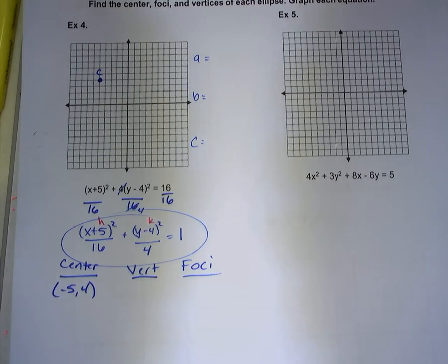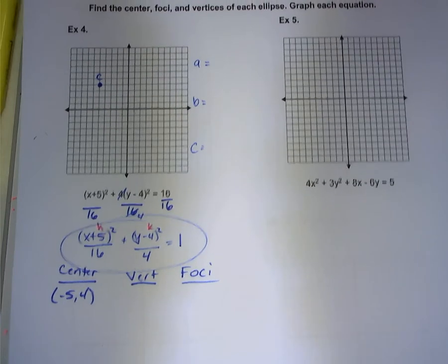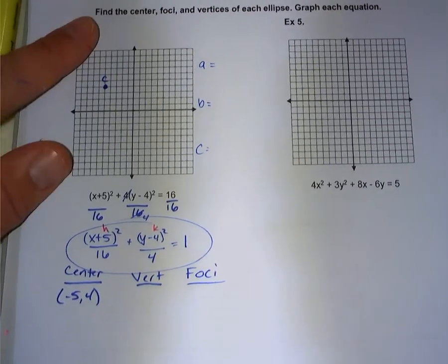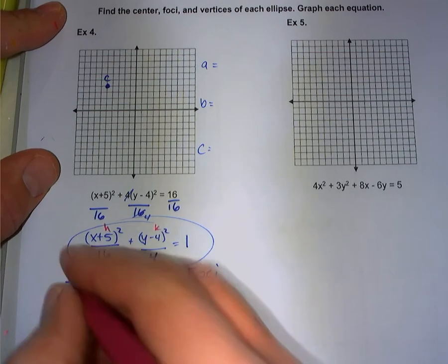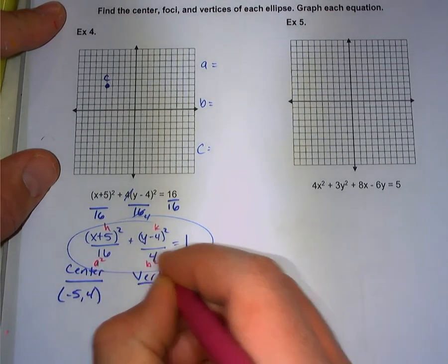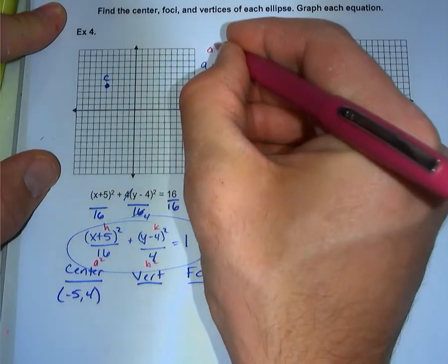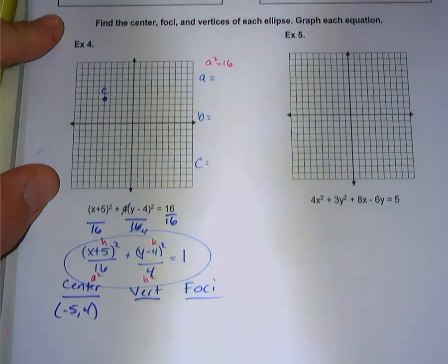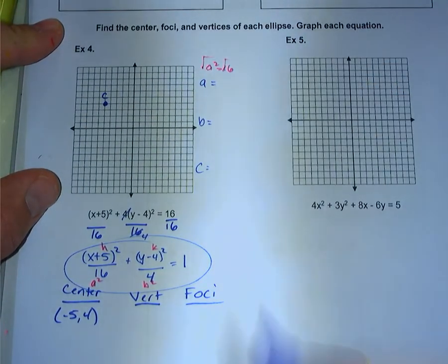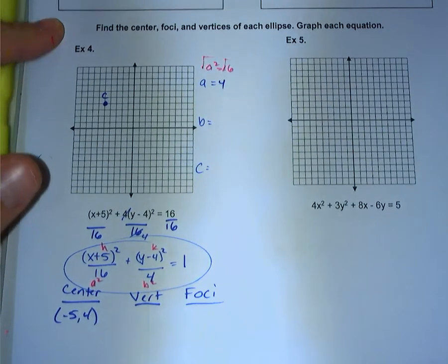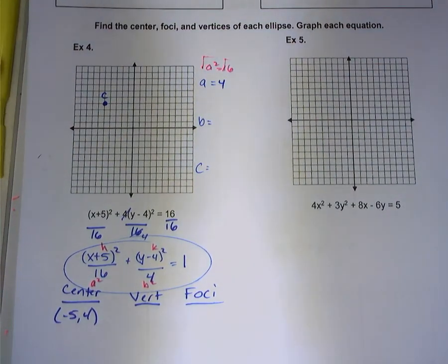A. I need the A value. What's A? What do you guys got for A? What's the big guy? Ben, what's A? Yeah, so A squared is the big guy. This is the little guy, that's B squared. So if you need to, set A squared equal to 16 up here, and we square root it. And we know the square root of 16 is 4. That's underneath the X, so which way do I go? Up, down, or left and right?